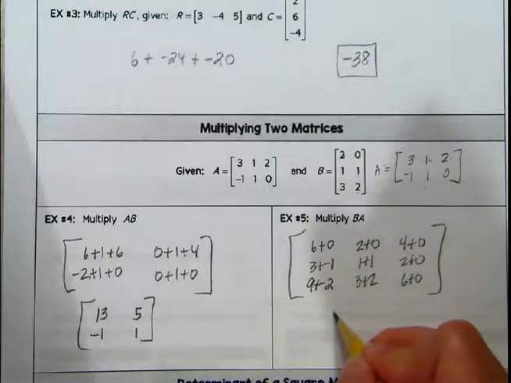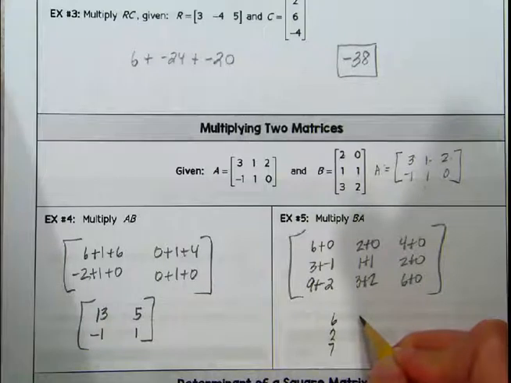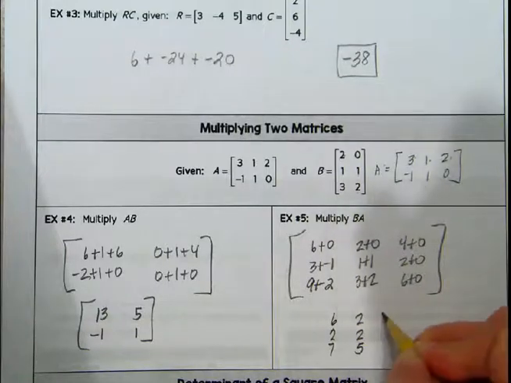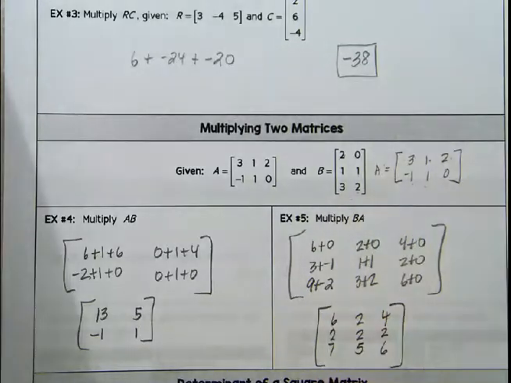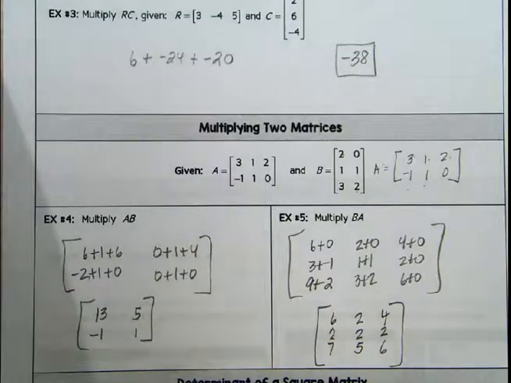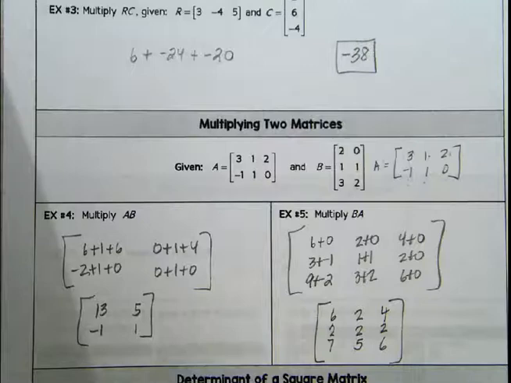So that would be 6, 2, 7, 2, 2, 5, 4, 2, 6. So there's our final answer. Notice how the size and the shape of what's left is different depending on the order of the matrices. So interesting. Okay, now the next part says determine the determinant of a square matrix.